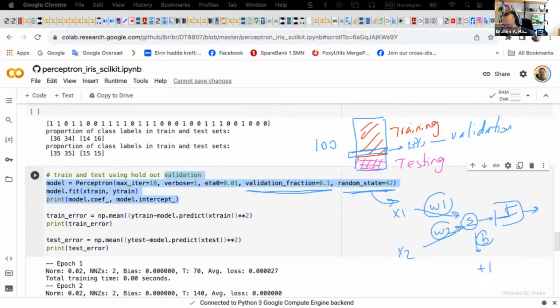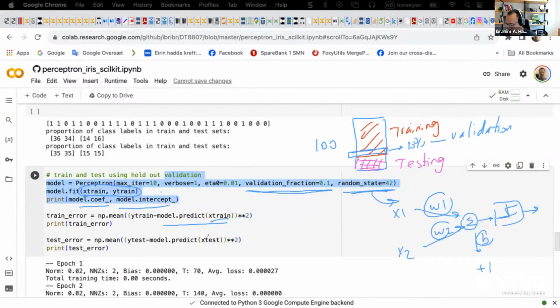So now we will train the model. We will train the model using X-train, Y-train, not using X and Y as we did last time, but now using the training data set. And after that, we will print the model coefficient and the model intercept. Then you can calculate the training error. So it will be the mean squared error. So it will be y train minus model predict x train.